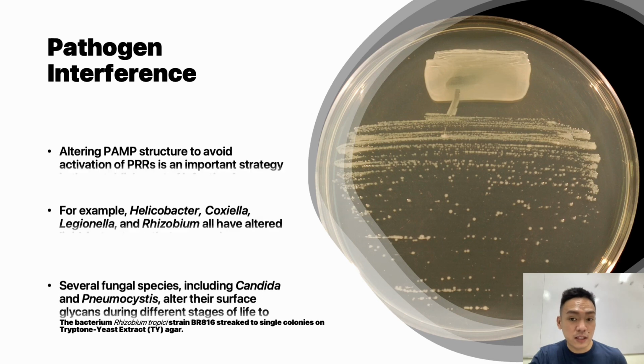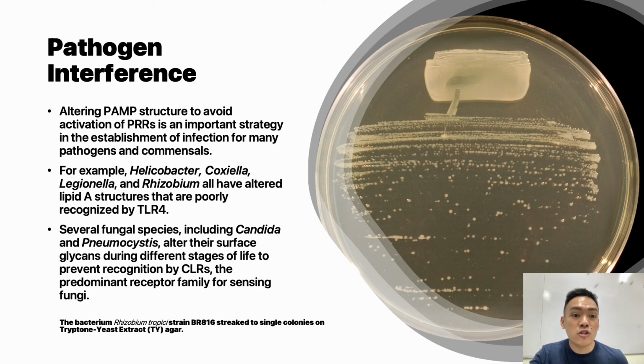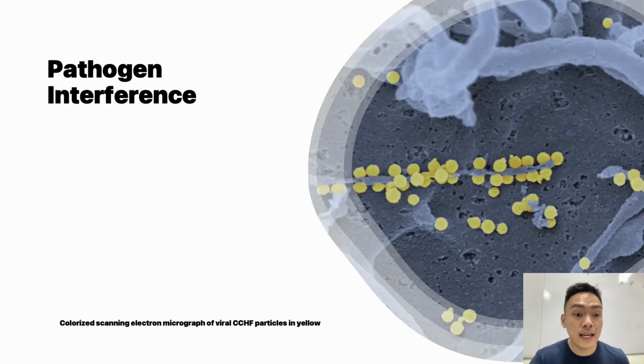First is interference with PAMP recognition. Altering the PAMP structure to avoid activation of PRRs is an important strategy in the establishment of infection for many pathogens and commensals. For example, Helicobacter, Coxiella, Legionella, and Rhizobium have altered lipid A structures that are poorly recognized by toll-like receptor 4. Several fungal species, including Candida and Pneumocystis, alter their surface glycans during different stages of life to prevent recognition by the CLRs, the predominant receptor family for sensing fungi.